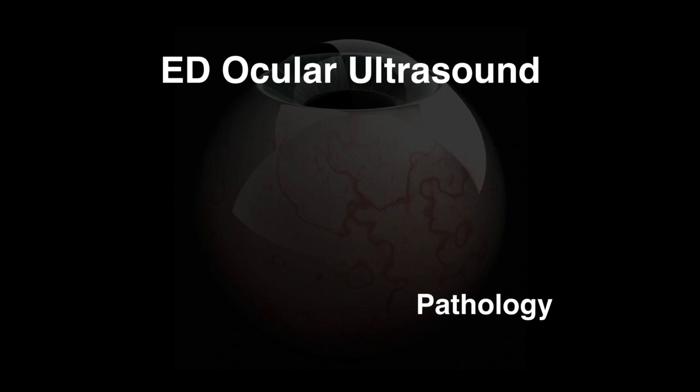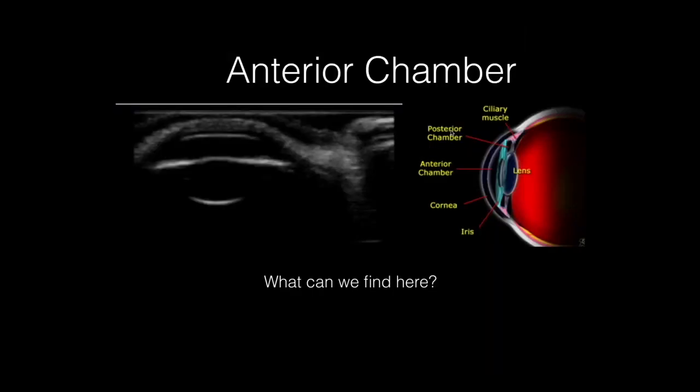So let's talk about the pathology, which is the bulk of the remainder of this talk. So again, really have a plan when you're doing any kind of ultrasound, and train your eye for what you're going to look for. But you first want to look at the anterior chamber. So again, what can we find here?